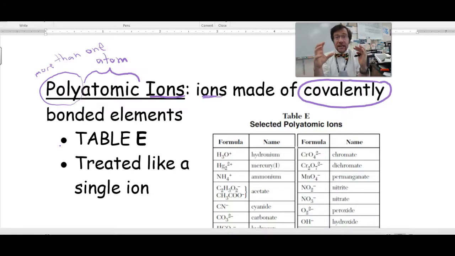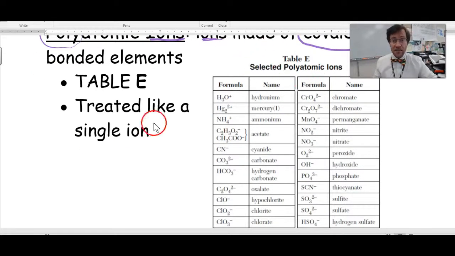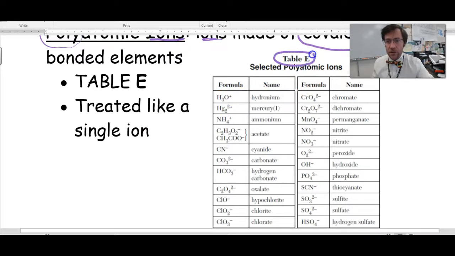However, the aggregate, the clump of them, has either gained or lost electrons, and so it has a charge, right? And there are a bazillion different kinds of polyatomic ions, but we are only going to be worried about these right here on table E. These are the ones that you're going to be responsible for.